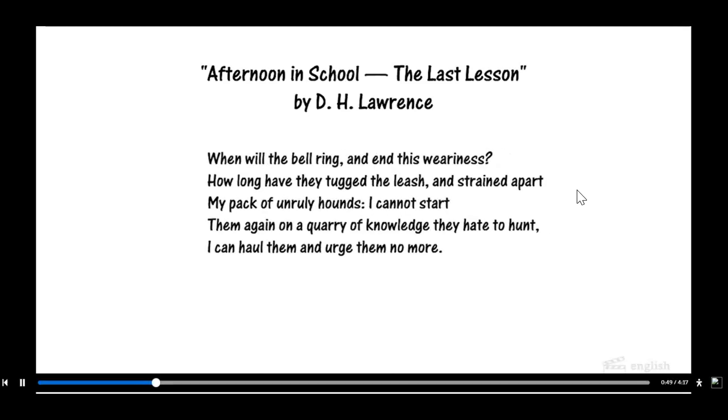When will the bell ring and end this weariness? How long have they tugged the leash and strained apart my pack of unruly hounds? I cannot start them again on a quarry of knowledge. They hate to hunt. I can haul them and urge them no more.